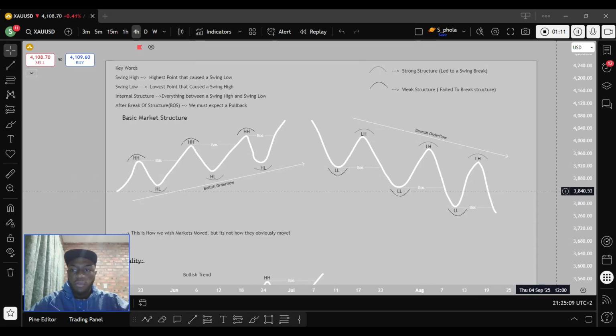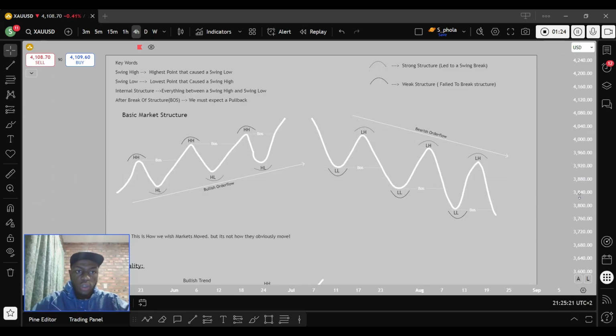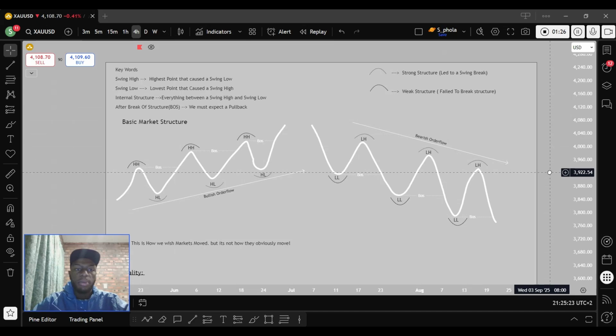But for today's market structure, we'll be doing swing structures and internal structures, how that works and all that. So cool.